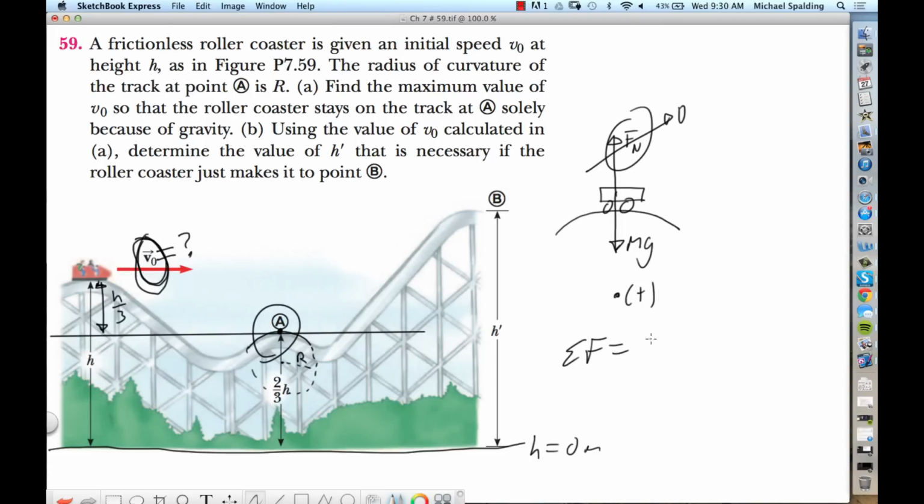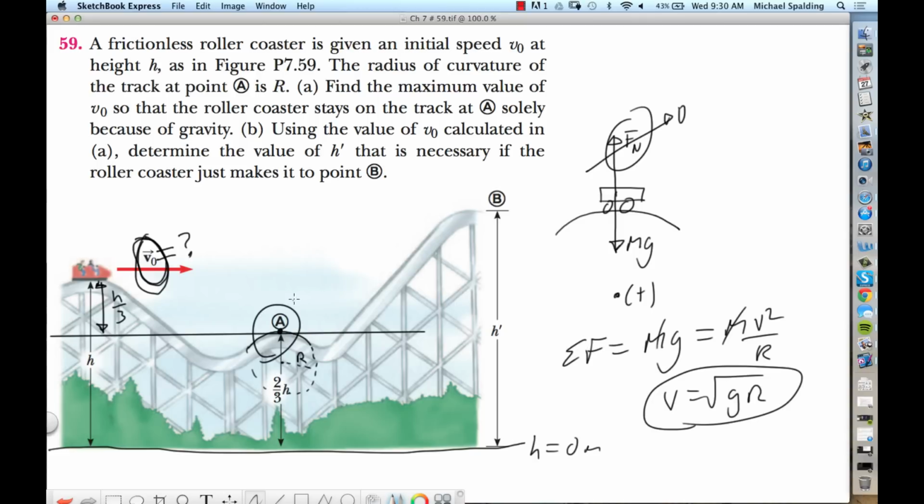So you sum the forces. mg points to the center, that's plus. This equals ma, that's centripetal, right? What's the equation for centripetal acceleration? v squared over r, the m's cancel. v equals square root gr. That's the velocity at point A, square root gr. If the car goes faster than that at point A, then what happens? It leaves the track, okay? So that's our velocity at point A.